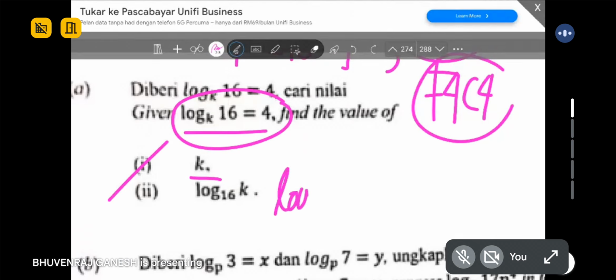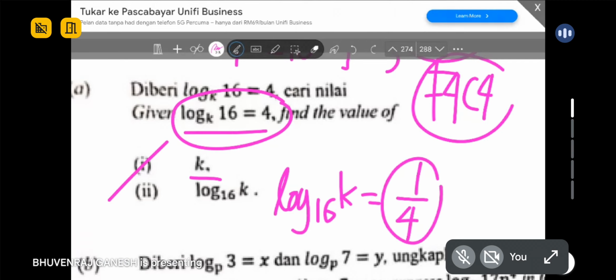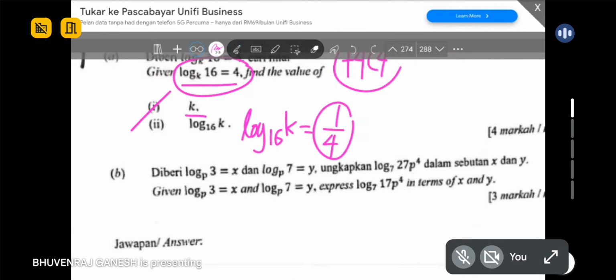Okay, then part 2, guys. Part 2 is also very easy, senang. What is the answer, guys? Bagi tahu saya jawapan. Wrong. Not negative. Careful. You must remember the law, guys. Ingat hukum dia. Log K16 is 4. So log 16K? Yes, inverse, guys. Terbalik. 1 over 4. Not negative, it's 1 over 4. Understand, guys? Quite easy. Just memorize the law only.